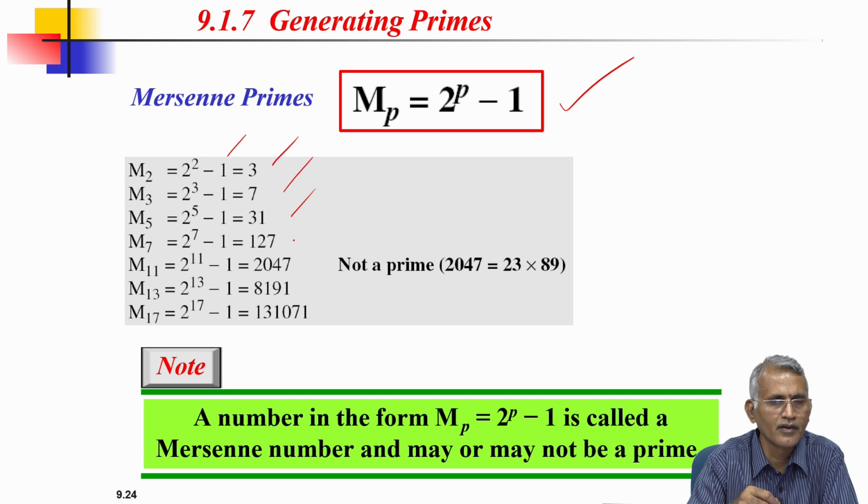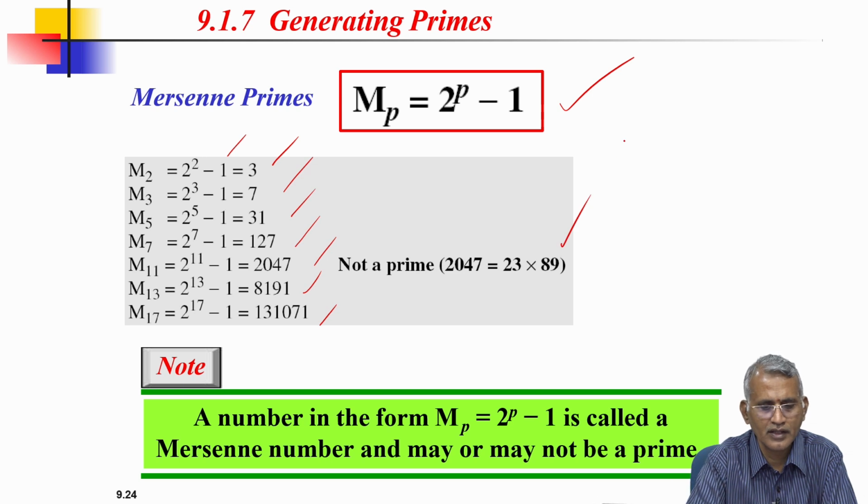Like that, 2 power 7 minus 1 is 127, M 11 is 2 power 11 minus 1 is 2047, then M 13 is 2 power 13 minus 1 equal to 8191, and then M 17 is 2 power 17 minus 1, which is 131071. Therefore, 2047 is not a prime. We can easily understand the checking of the primes, which one is a prime, which one is not a prime, and how the Mersenne primes are generated. This we can understand from the general form.